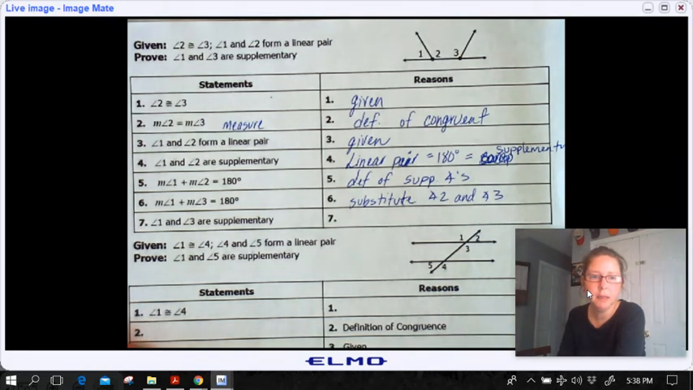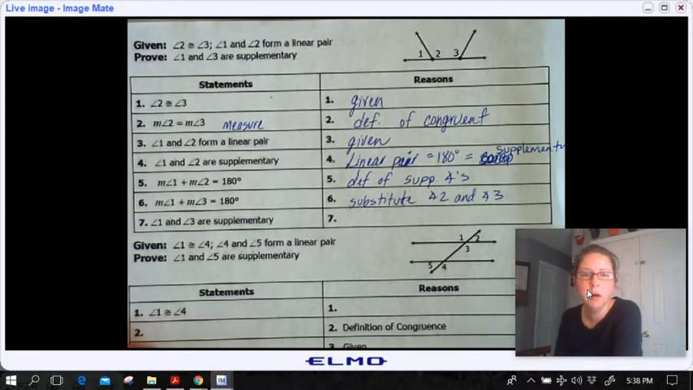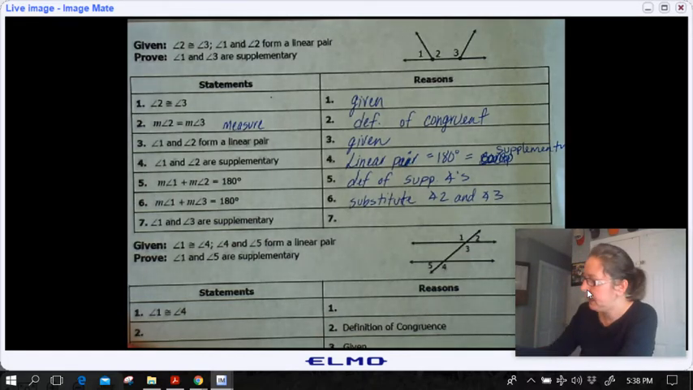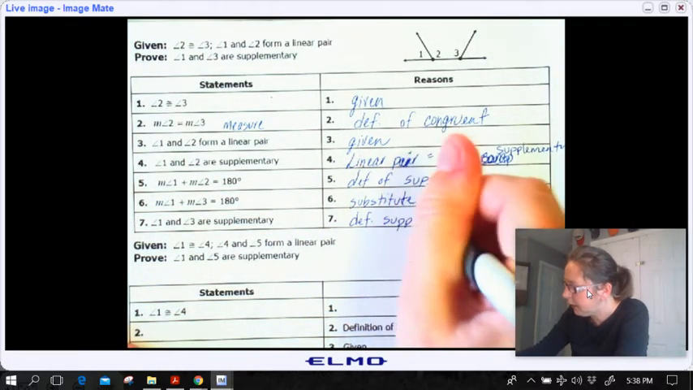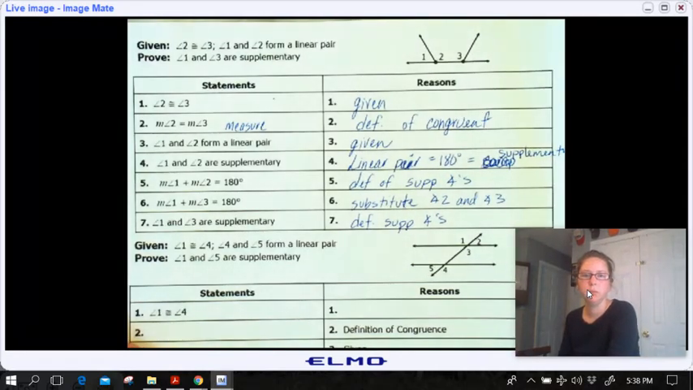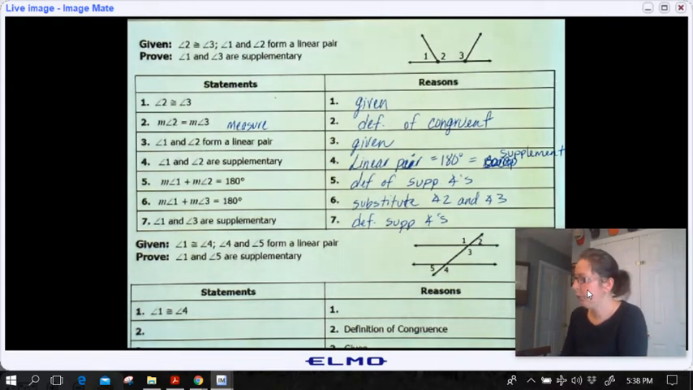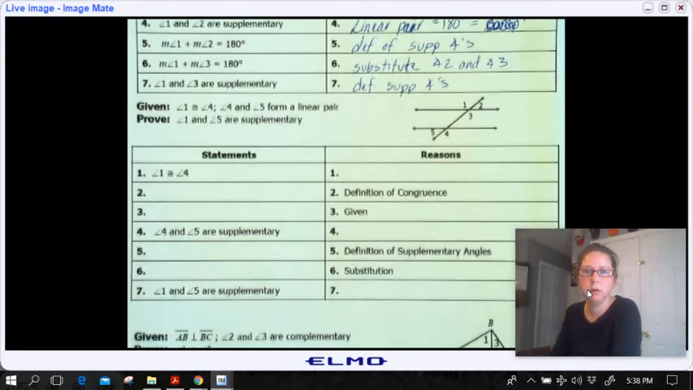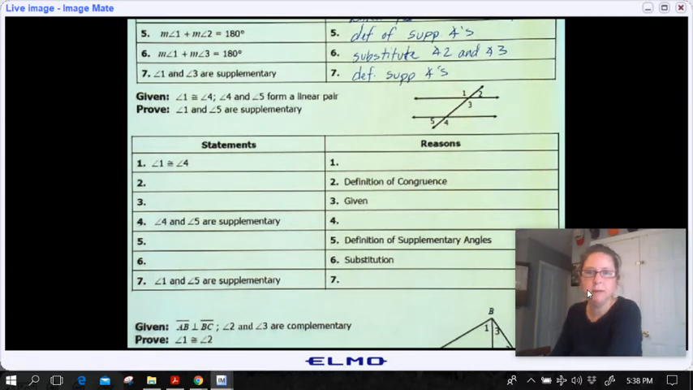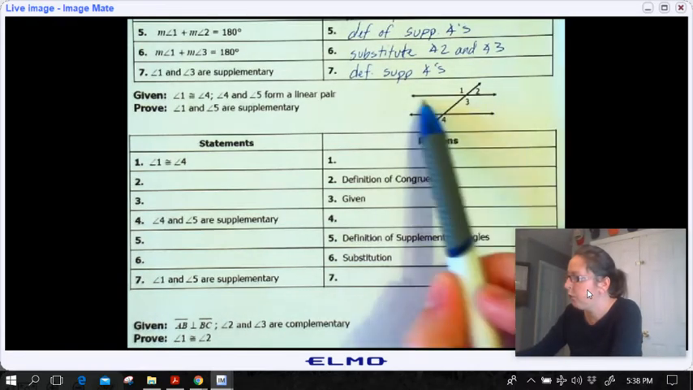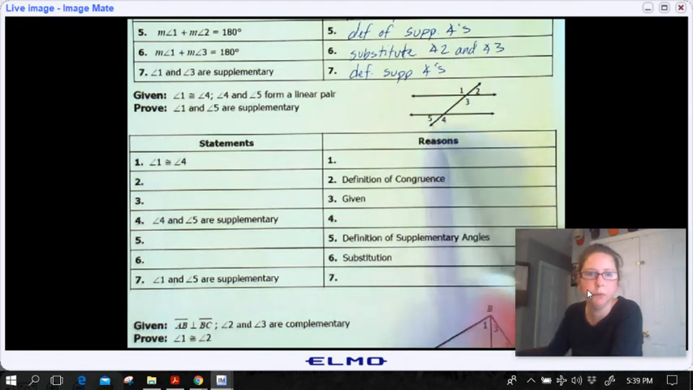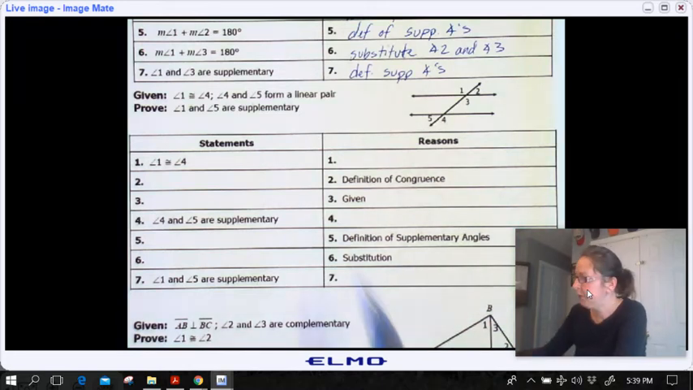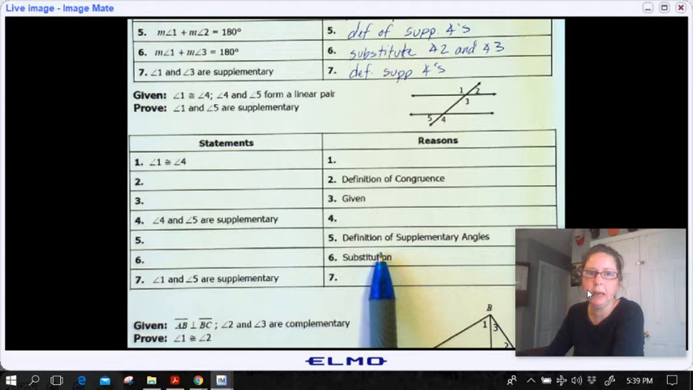And finally, I can say that angle 1 and angle 3 are supplementary. Okay. Again, by the definition of supplementary angles. Okay, so that is our second proof. Let's take a look at a third proof. So this one is dealing with two lines that are parallel being cut by a transversal. So notice that this is a lot of back and forth fill in the blank.